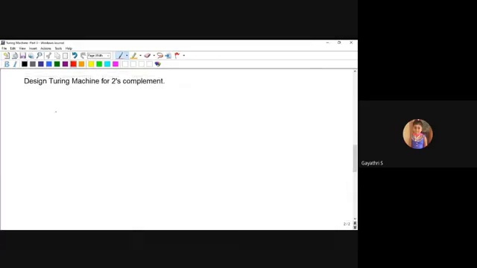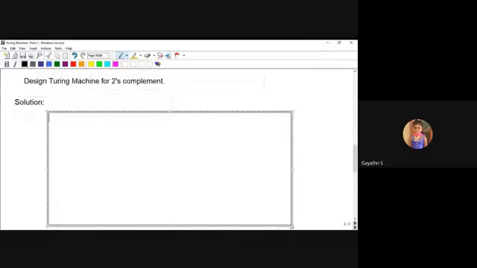Design Turing machine for 2's complement. For every Turing machine problem, you have to start with some instructions or algorithm, because a Turing machine works on the basis of some instructions, as you have read already.